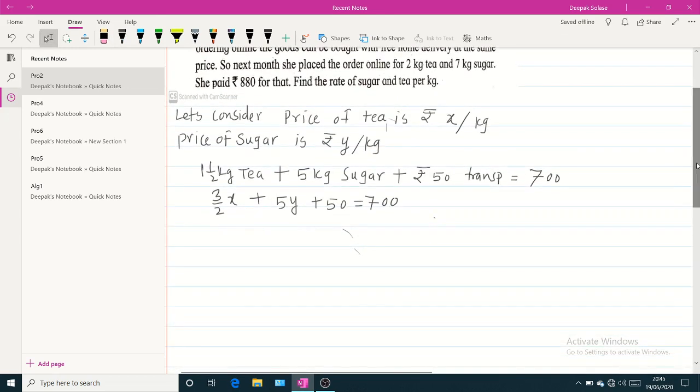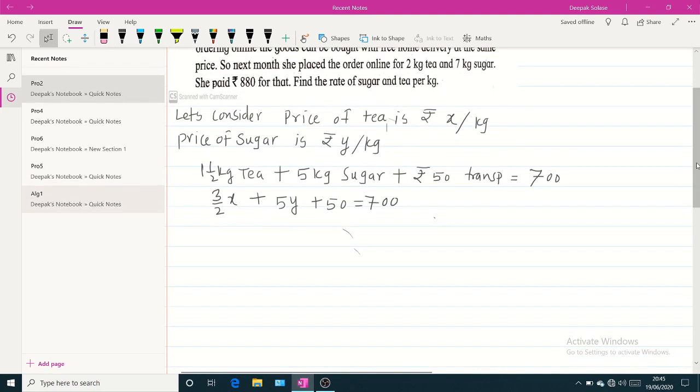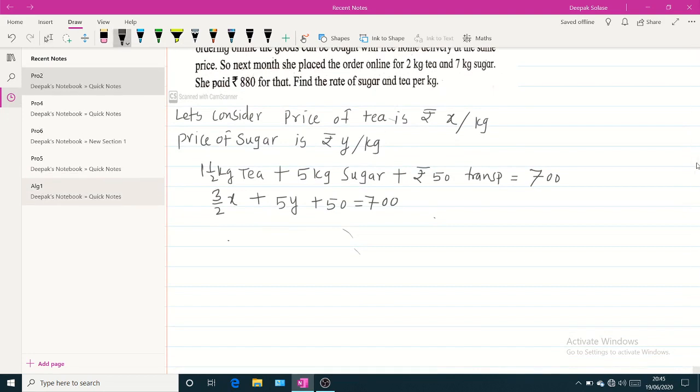Let's simplify this equation first. Just take the 50 to that side. The 3/2 x plus 5y stays as it is, and the 700 stays as it is. Now the 50 goes to the other side and becomes minus 50. So we get 3/2 x plus 5y equals 650, because 700 minus 50 is 650.